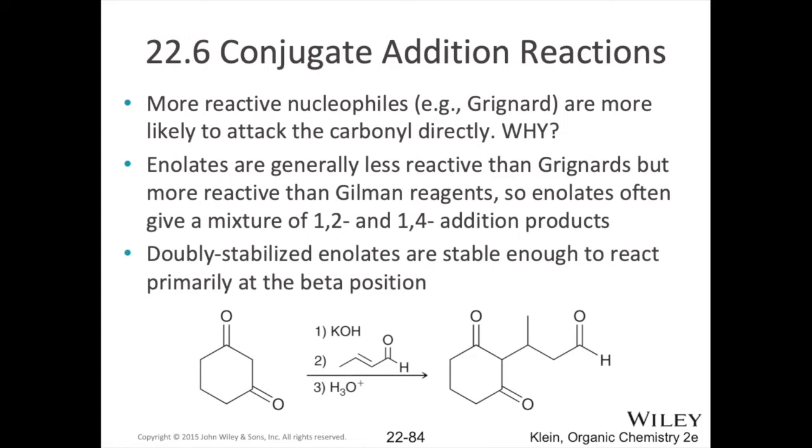However, if you use a doubly stabilized enolate, so if you have two carbonyls with a mutual alpha carbon, right? So the resulting enolate, the negative charge on that is resonance stabilized across all of these atoms here. That enolate is stable enough that it'll more mimic the stability of a Gilman reagent, and so it tends to react at that beta position to make that 1,4 addition product.